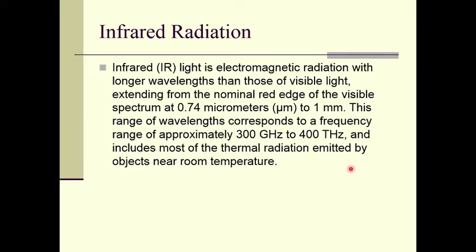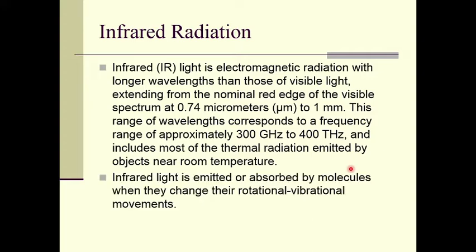Infrared light, also called IR, is electromagnetic radiation with longer wavelengths than those of visible light, extending from the nominal red edge of the visible spectrum at 0.74 micrometers to 1 millimeter. This range of wavelengths corresponds to a frequency of approximately 300 gigahertz to 400 terahertz and includes most of the thermal radiation emitted by objects near room temperature. All the objects that are radiating thermal radiation at room temperature give rise to infrared radiation. All human bodies and animals radiate this kind of radiation. Infrared light is emitted or absorbed by molecules when they change their rotational or vibrational movements.